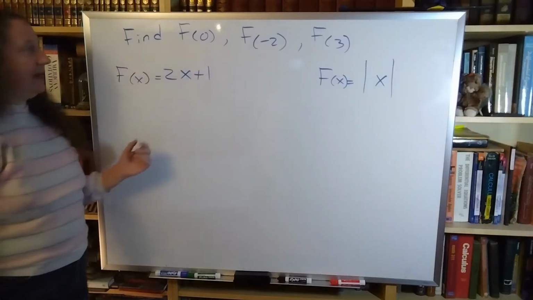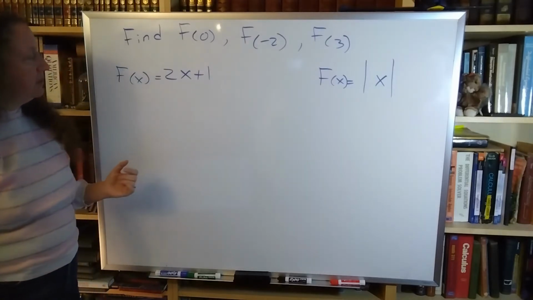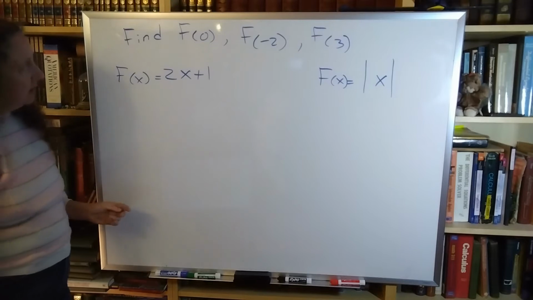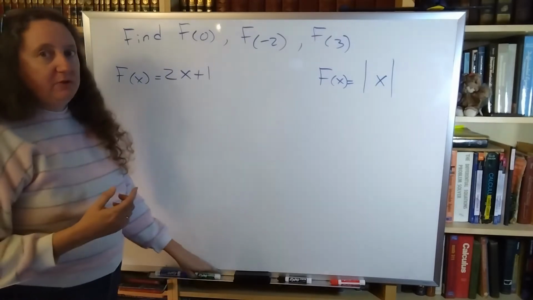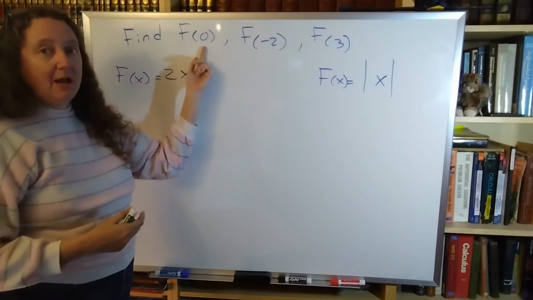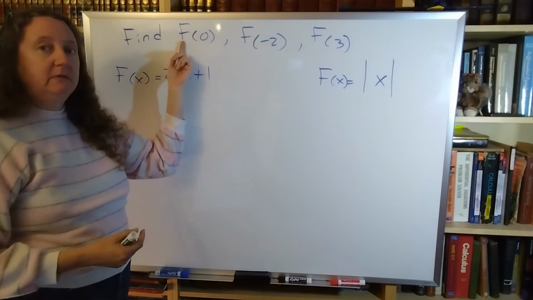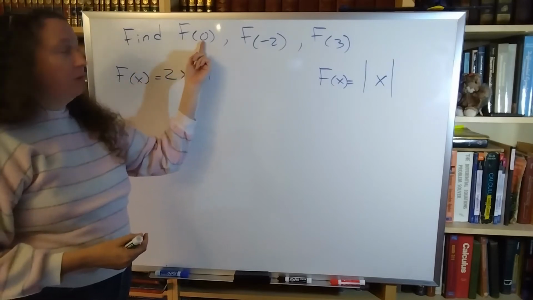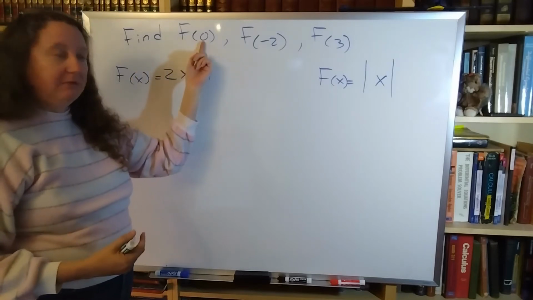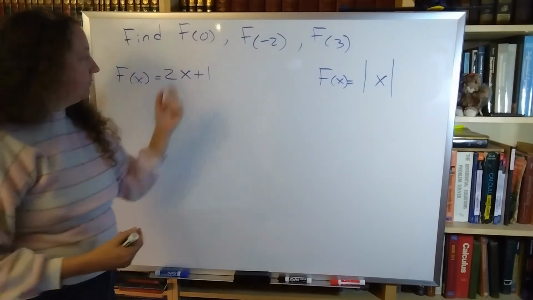Finding the values for equations given in function notation. So one of the first things that you need to remember about this is that this does not mean f times 0. This means find the function f and then replace your input variable, your independent variable, with the number 0 and work the problem out.